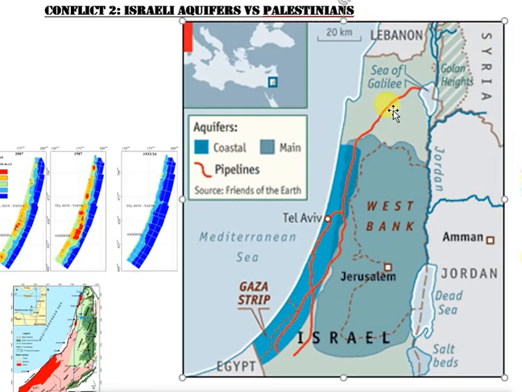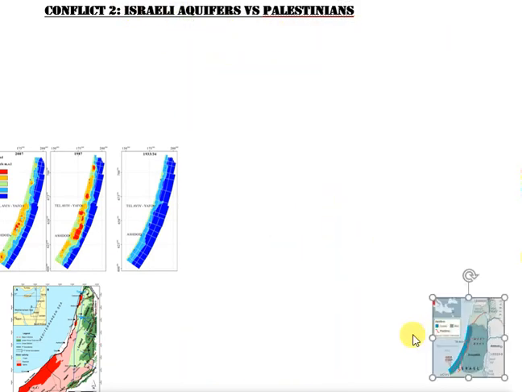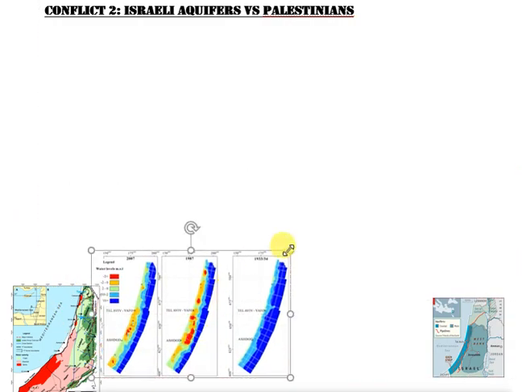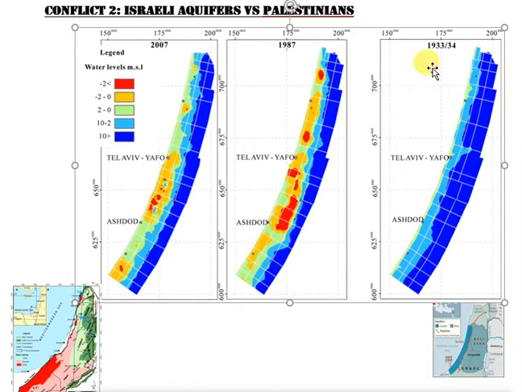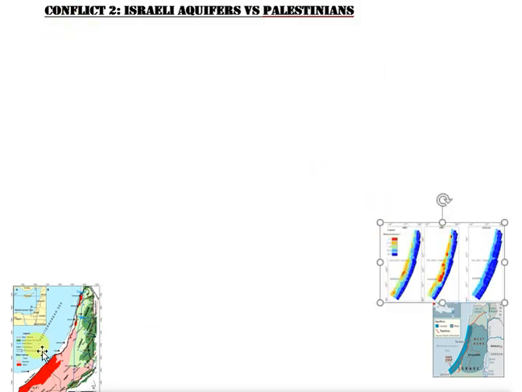But yeah, there's 2 aquifers. The main aquifer just here, and then there's a coastal aquifer, and it's being over abstracted. That's the key point. So if you have a look at the water levels since the 1930s right up to 2007, yep, lots of blue, more water. 1987, let's have a look. The water levels have dropped to less than 2 meters, and then looks like it's got even worse as well. So it's being over abstracted.